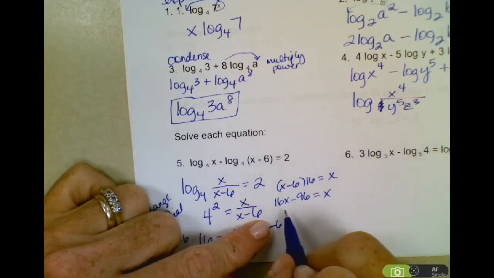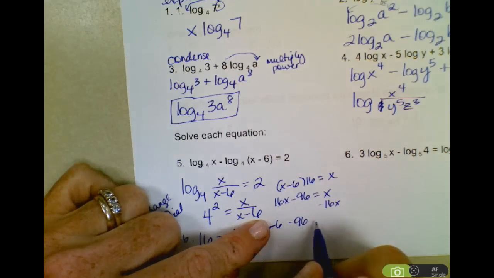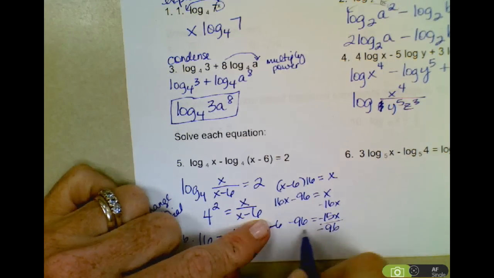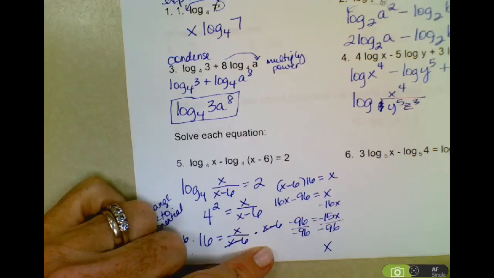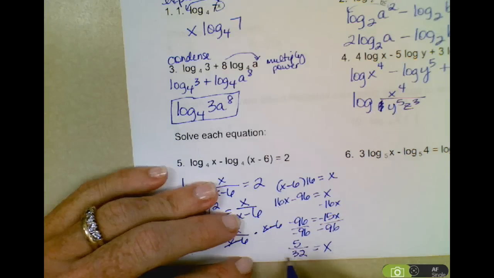Move my 16x to the other side. So I would have negative 96 equals negative 15x. Then I just need to divide out. Whatever that reduces to, let's see, negative divided by negative, it's positive. 3 goes into 15 5 times. 3 goes into 96 32 times.